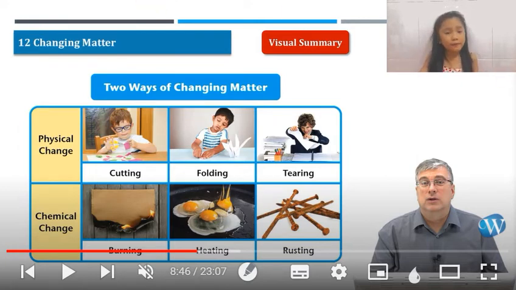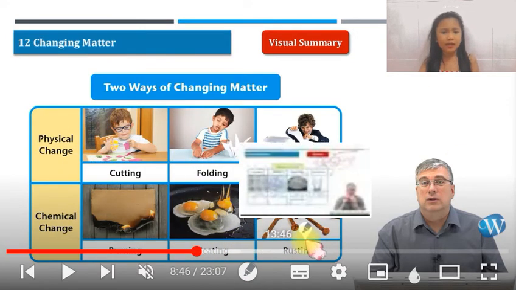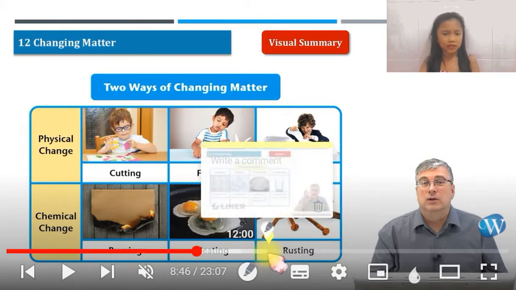Okay, so what if we have a chemical change? First, we can burn, right? From a piece of paper, if we don't need it anymore, we can burn it up. And what about heating? We can also heat things, like cook things, right? And the last one is rusting. It's kind of like burning, but it's a little bit different, right?